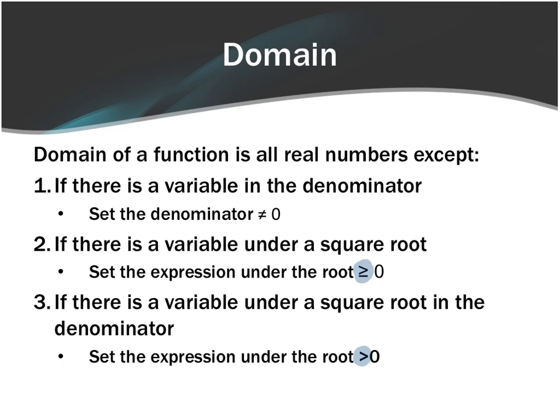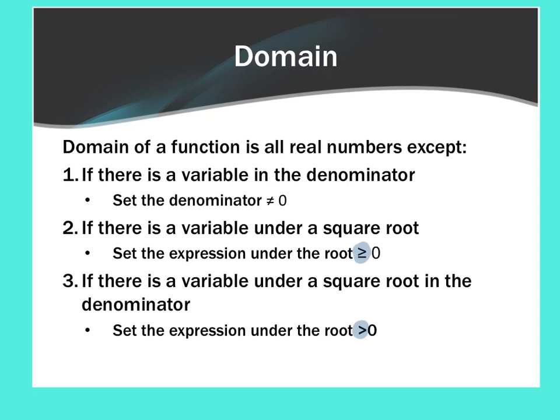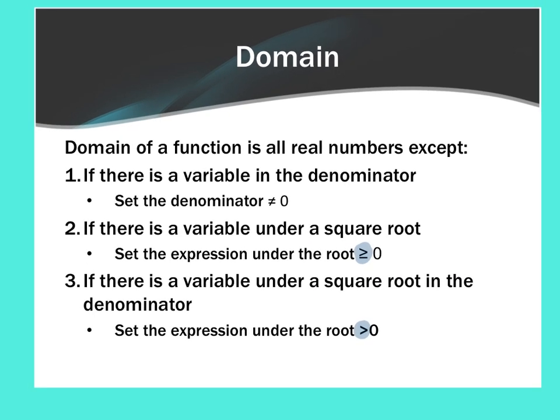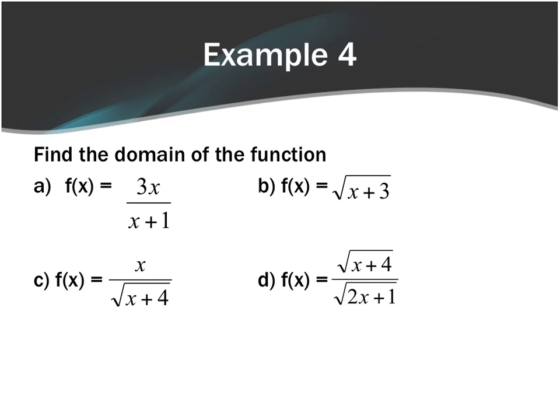Because it's in the denominator, it can't equal 0. It still has to be greater than it because it's under a square root. But now if it's in the denominator, it can't equal it. Okay, so those questions will look something like this. It just says find the domain of the function.